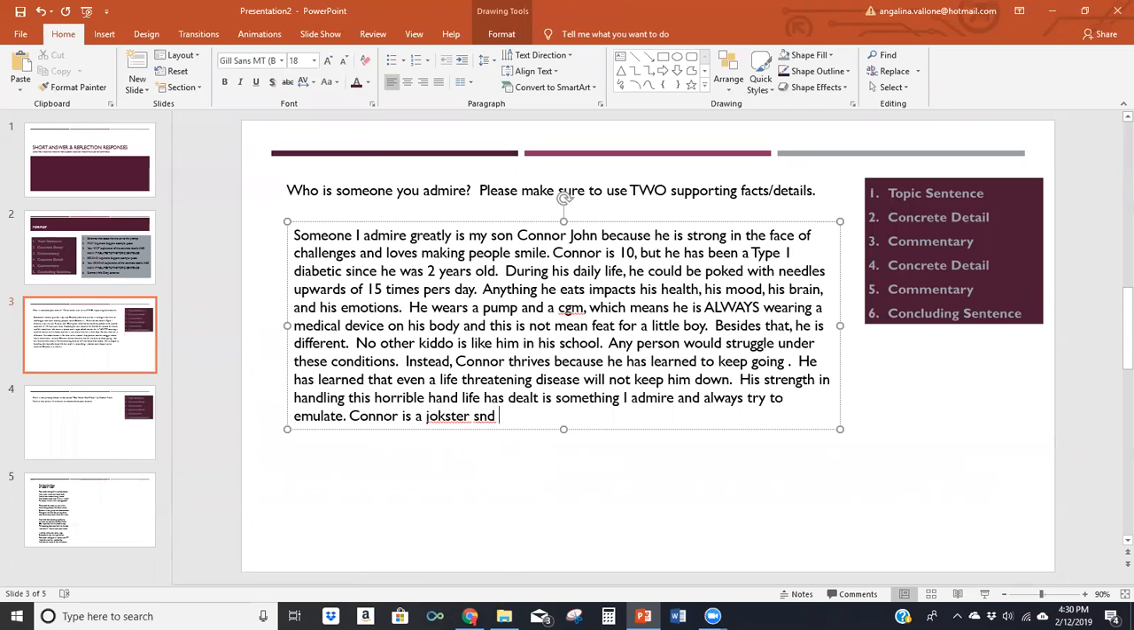Connor is a jokester and loves to make people. I'm going to take that back. I don't want to bore you with a really long story about his jokes, though he's really proud of them and he's getting really good at them, especially the sarcastic ones because he's 10. But Connor loves to make people smile, which is an awesome characteristic.